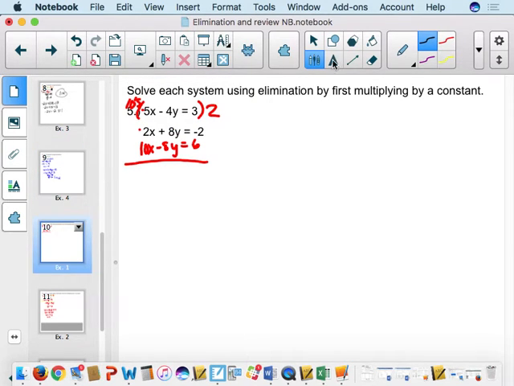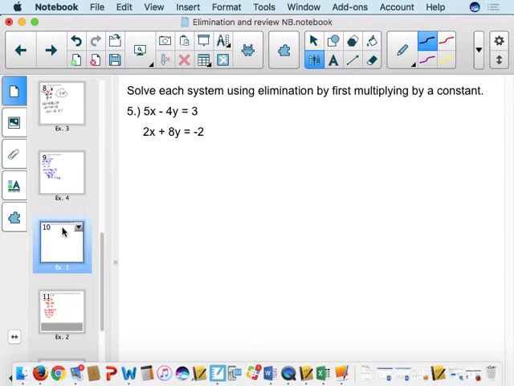I'd like to take a look at example number 5. So step 1, are the variables lined up? My x's are together, my y's are together. Yes. Are they opposites of each other? Like same numbers but opposites? No. We have a 5 and a 2. They're not the same number. They're both positive. We have a negative 4y and a positive 8y. Are they opposites of each other?